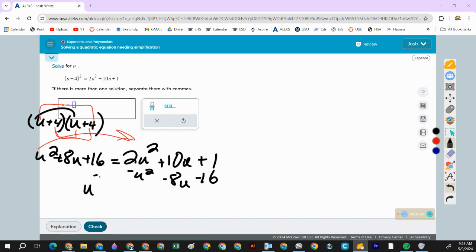So we get u squared minus 2u minus 15. And that becomes u minus 5 and u plus 3. So the roots are 5 and negative 3.